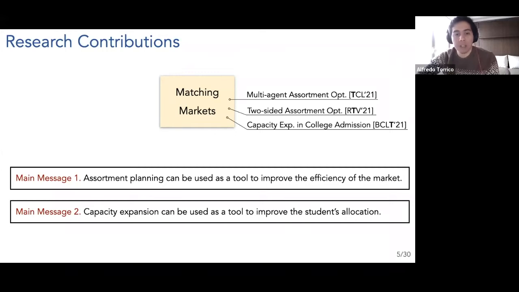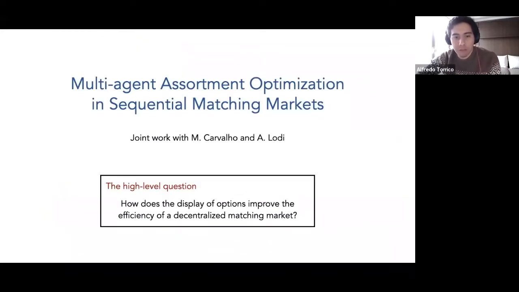Okay, let's go for the first part. This is joint work with Margarida Carvalho at University of Montreal and Andrea Lodi, now at Cornell Tech. This work is related to assortment optimization in sequential matching markets. The main question for us is how the display of options can improve efficiency in this decentralized matching market.